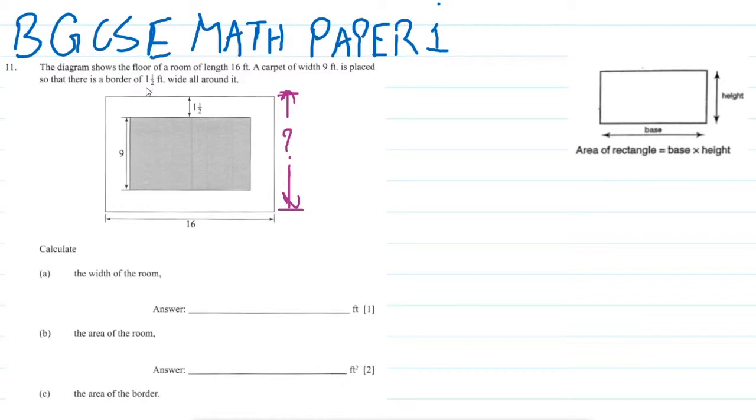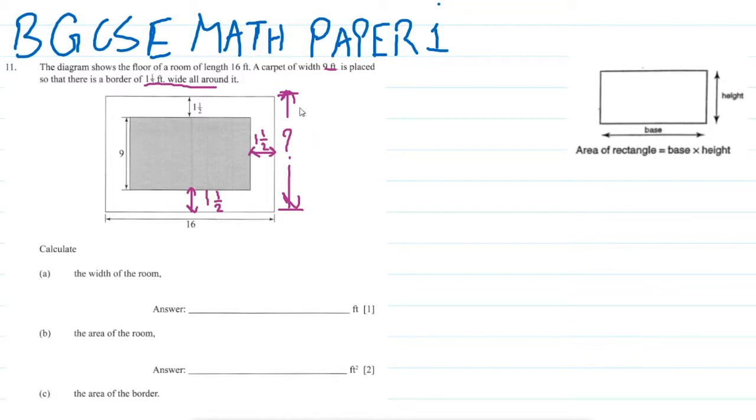So it says that there's a border of 1.5 feet wide all around the carpet, right? So if there's a border of 1.5 feet all around the carpet, that means that this value here is 1.5. Between these two lines would also be 1.5, right? Let me just draw some arrows there. And then also between these two lines would be 1.5. So that's 1.5. And then the same thing for this side, but I don't really want to make that too messy, right? So now if we look at it like this, we start to see that maybe we actually do have all that we need to find the width of the room.